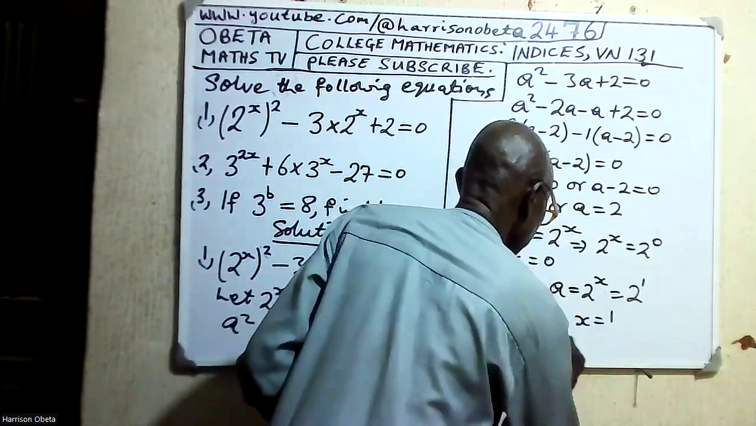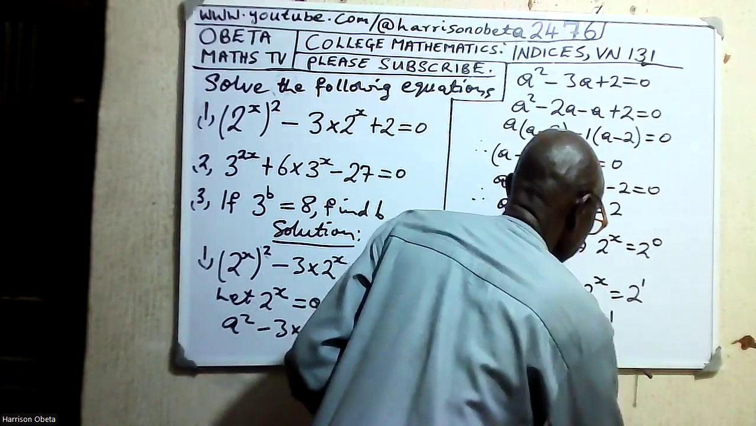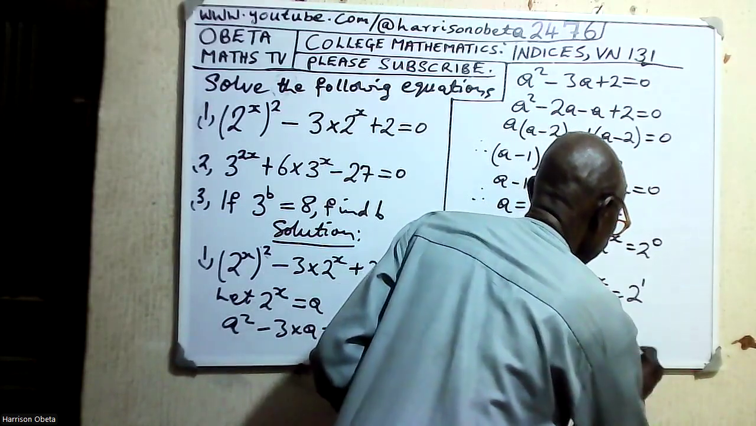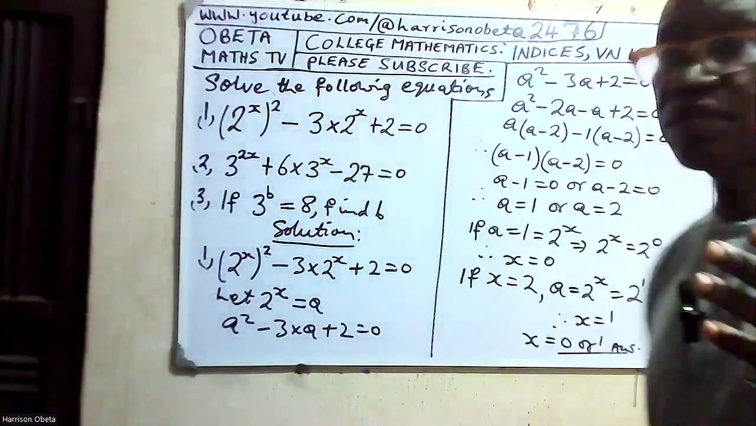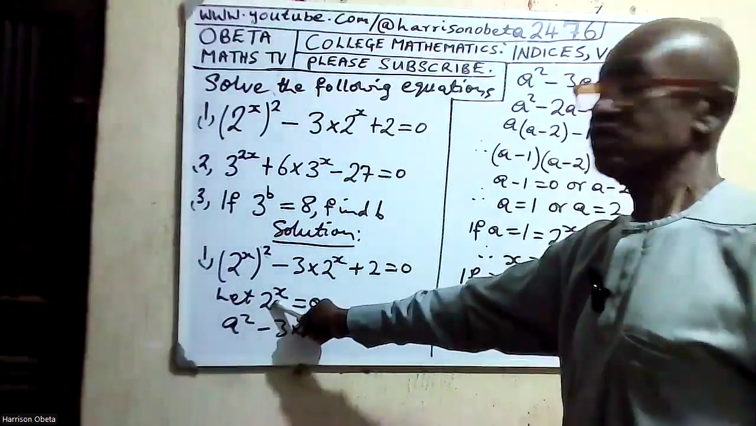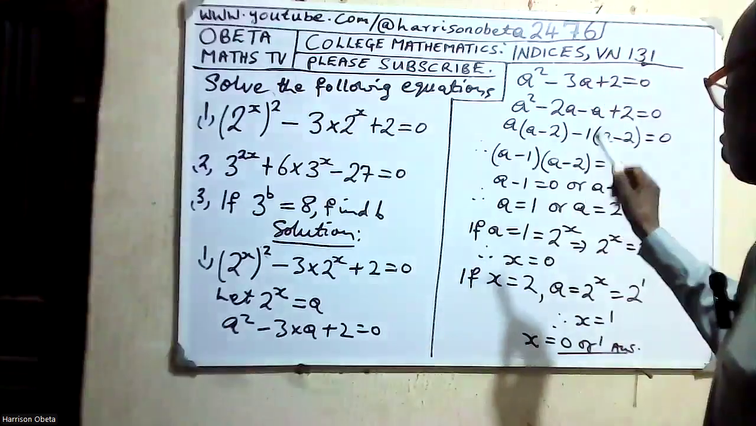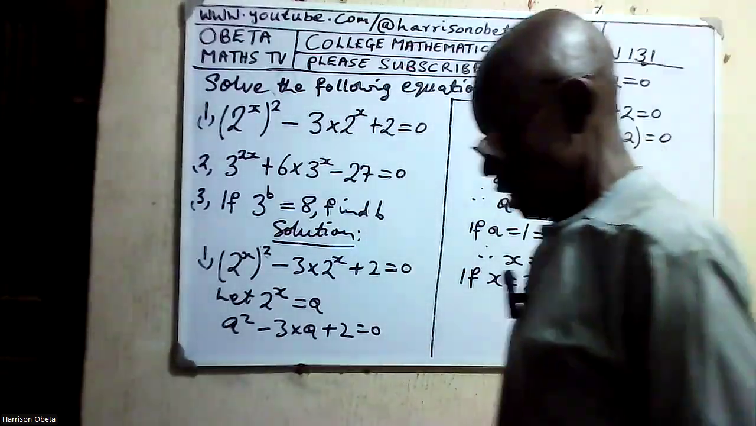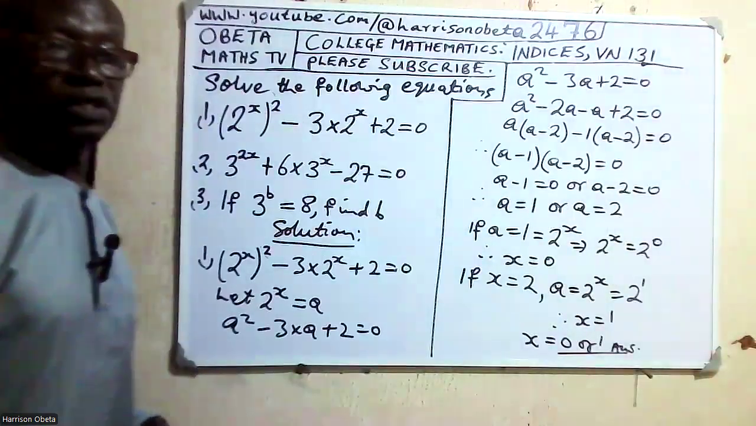Finally, x is equal to either 0 or 1. And that's the final answer to question number 1. So you can see the way we started from the beginning by representing 2 raised to x by a letter and then going down to simplify further. That is the end of question number 1. So we quickly go over to question number 2.